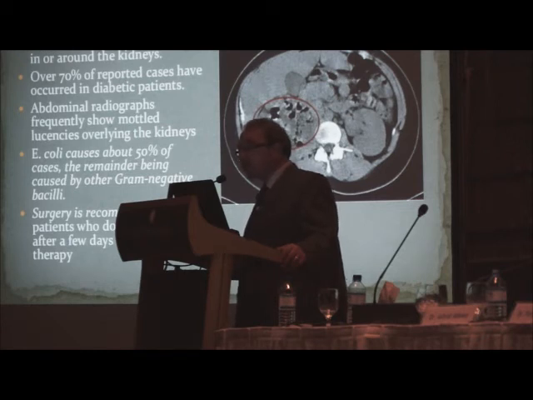It occurs in diabetics in 70% of reported cases. In fact, other series suggest 27%, others suggested 45%, but generally it is much more common in diabetics. Abdominal radiography frequently shows mottled lucencies overlying the kidneys. E. coli is the main pathogen, like other ordinary urinary tract infections in general. Other gram-negative organisms can also be implicated in this infection. Surgery is resorted to if the patient does not respond to treatment within a few days.